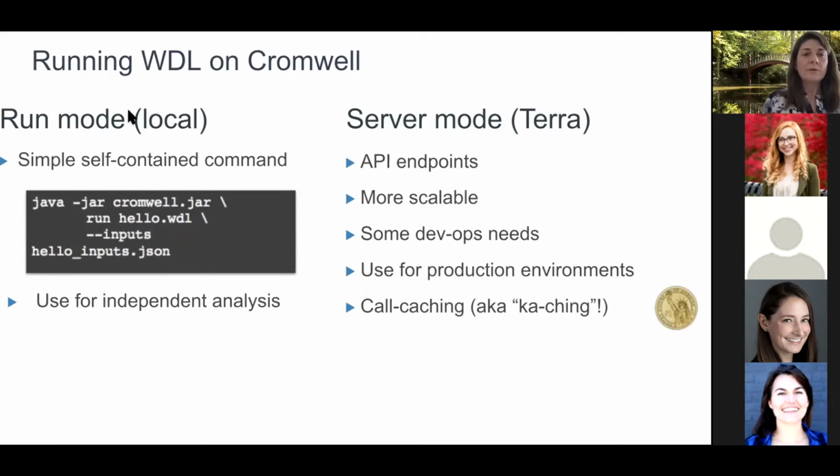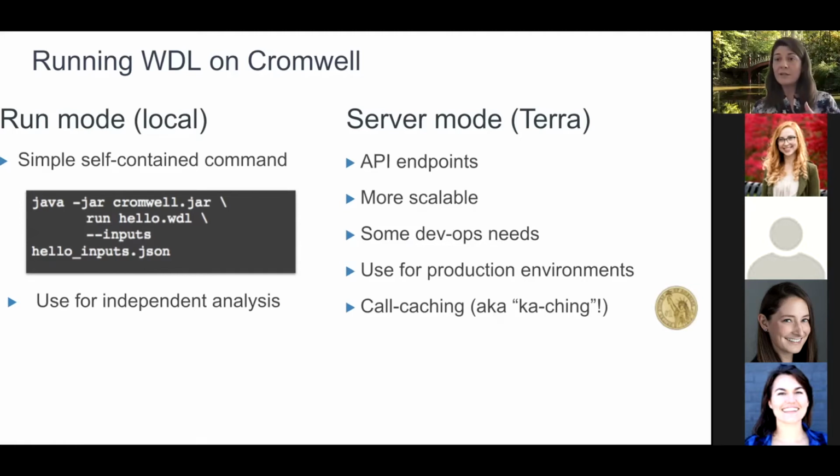In run mode, you can run a WDL on Cromwell using a simple self-contained command, like the one you see here, where you take in your script and you define some inputs for it. You would want to use run mode for basically independent analysis. Let's say you just want to test your workflow on a small subsampling of data, make sure that it works appropriately. Those are good use cases for using run mode.